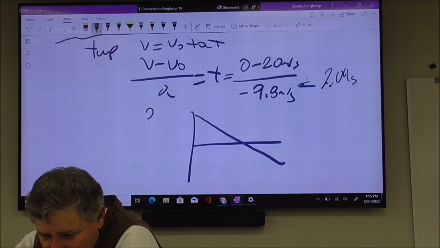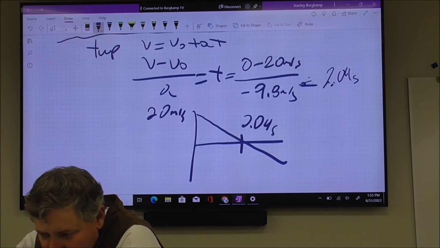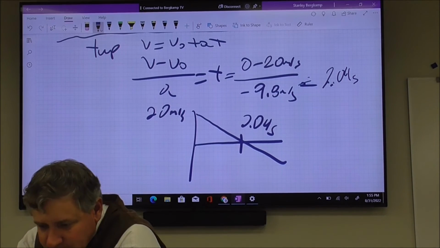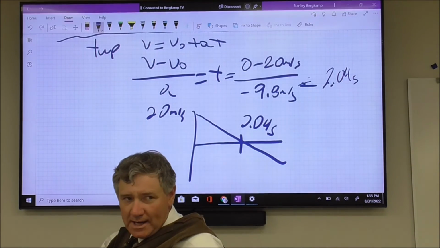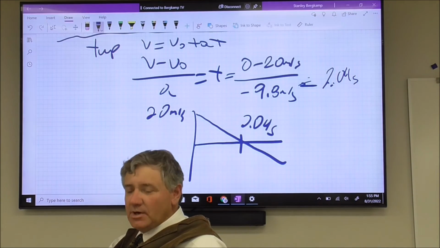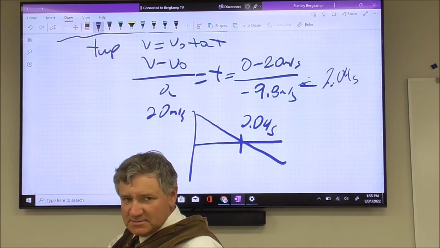Now, at this point, if we go to our velocity time graph, we started at 20 meters per second. At this point, we're at 2.04 seconds. Now, if I wanted to, could I use that velocity time graph to find my maximum height?